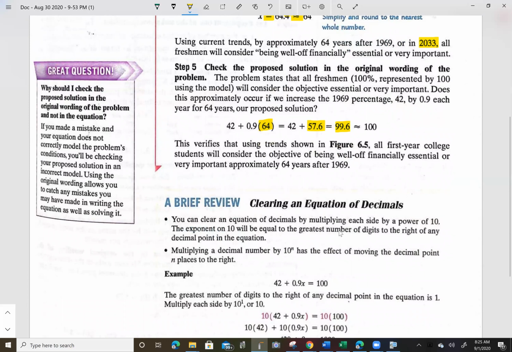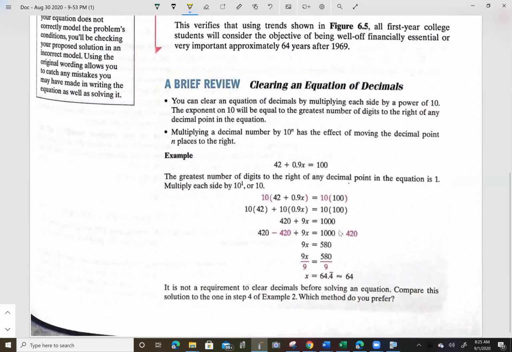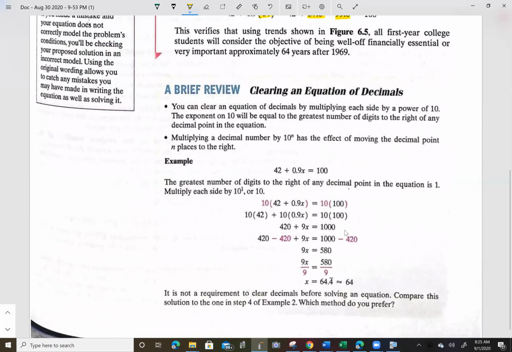All right, so this is just going over, remember when we talked about getting rid of fractions by multiplying the entire equation by a common multiple. This is talking about getting rid of decimals like this 0.9 to make solving a little bit easier. And all it's doing is multiplying the entire equation. So we're doing exactly the same thing that we did with the fractions, to get rid of, instead of 0.9, they want to make that 9.